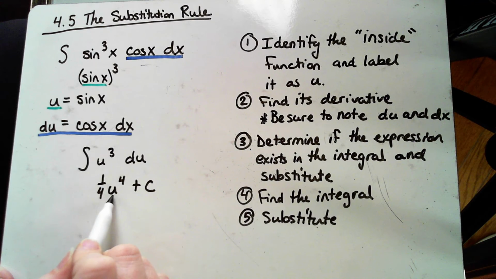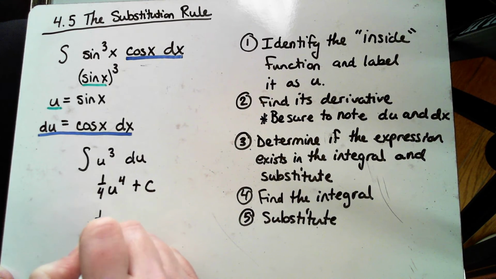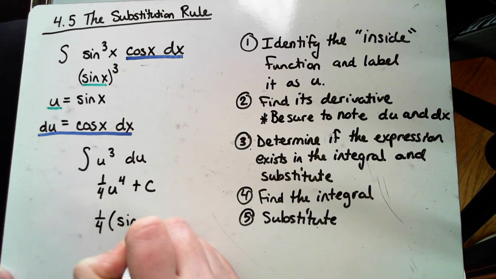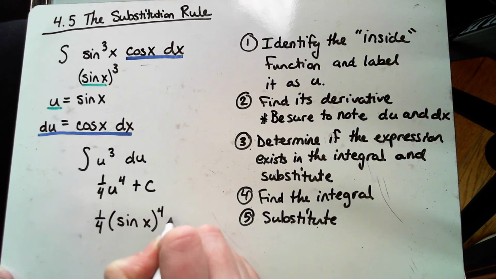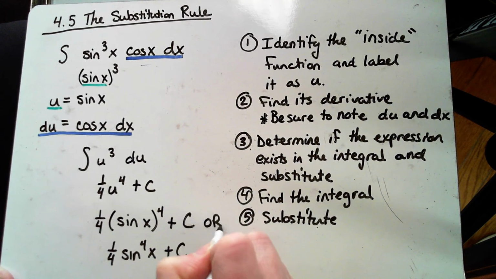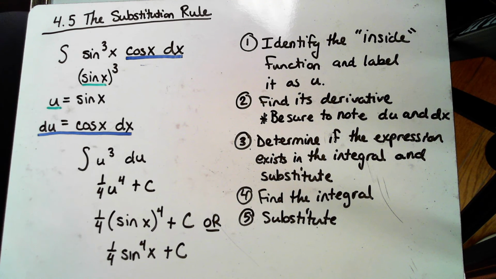And now I'm just going to substitute back out. So I have 1/4 times sine x to the 4th plus c. Now you can also write this as 1/4 sine to the 4th x plus c. Both of these are acceptable notations for that, but those are the correct answers.